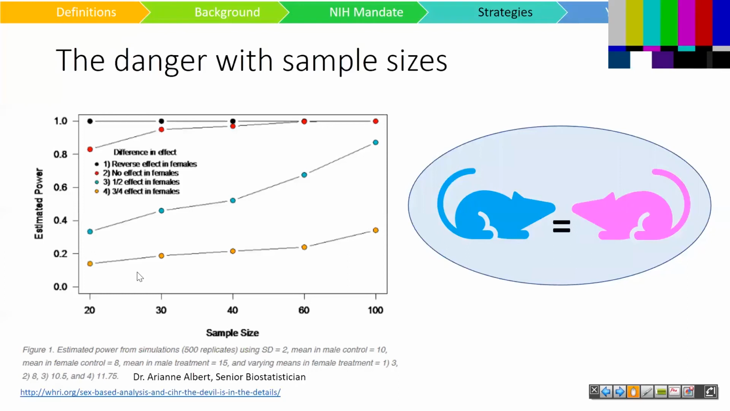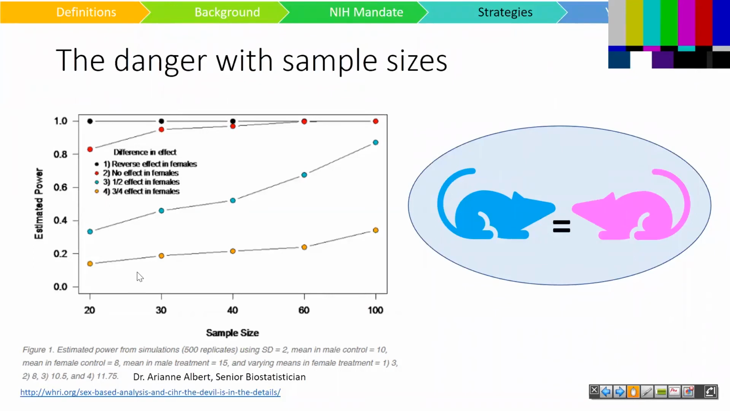So this woman, Dr. Ariane Albert, is a senior biostatistician who actually works for the Canadian Institutes of Health. She published this paper looking at a power analysis of expected sex differences in research. I think this is basically a pharmacology study, for lack of more needed context. But she's just looking at what the expected effect is in females. Do you expect that effect to be reversed in females? No effect in females, half an effect in females, three-quarters of an effect in females.